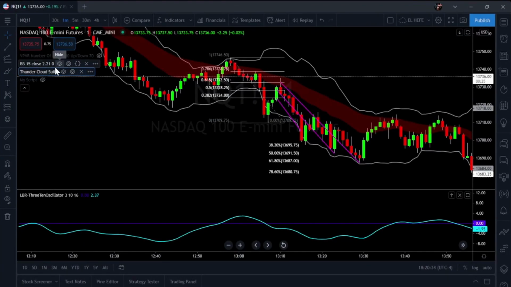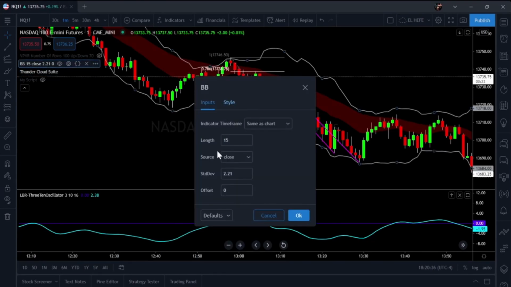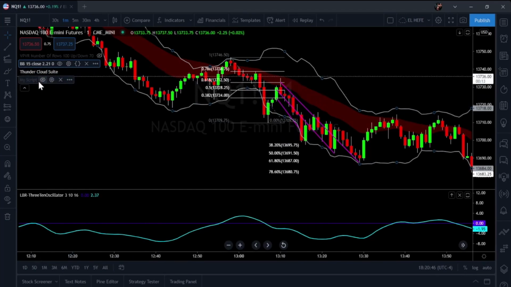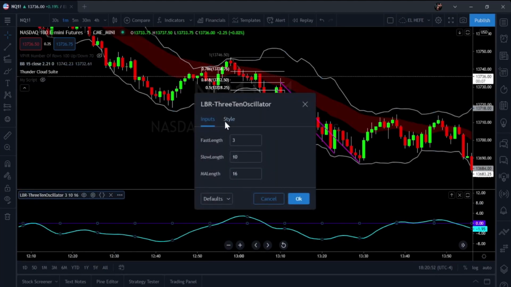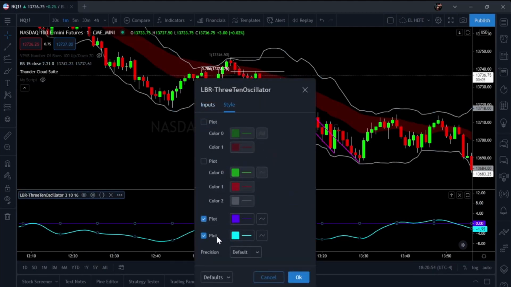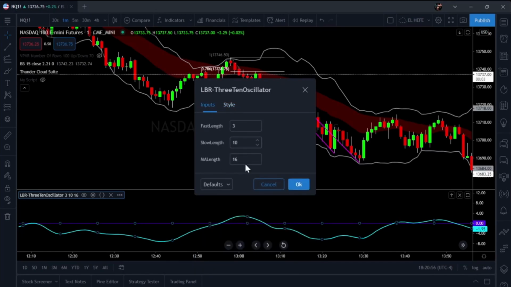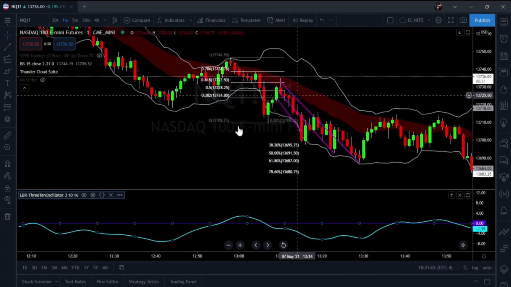Yeah, my Bollinger Bands settings are all the same as you guys have on the Trade of 8. Nothing has changed. Absolutely nothing. And the 310 oscillator, I just disabled everything, the histogram and stuff. Yeah, 310. Literally. The Bollinger Band settings are different.